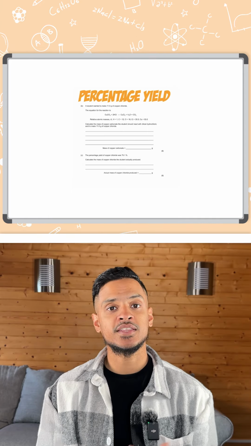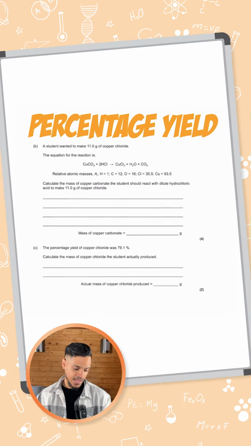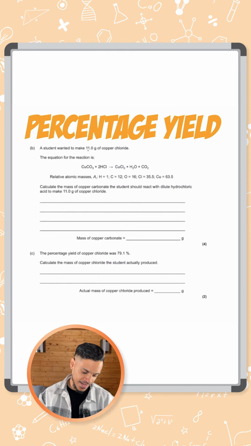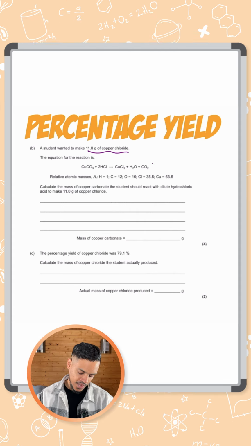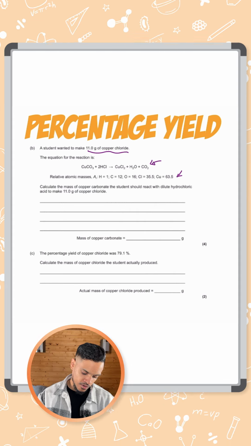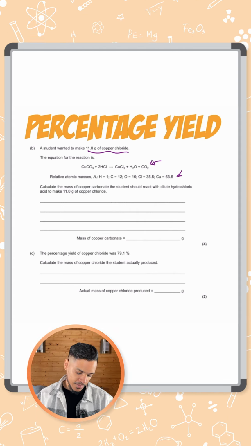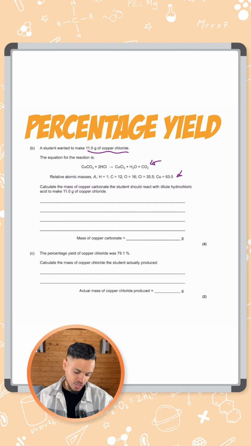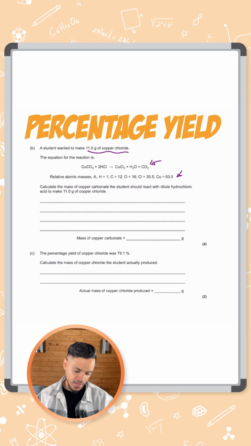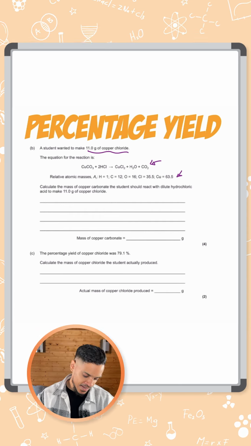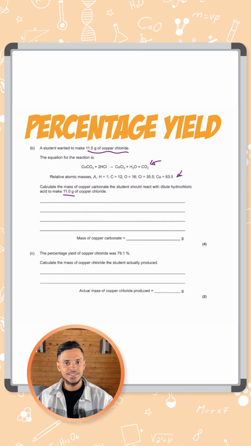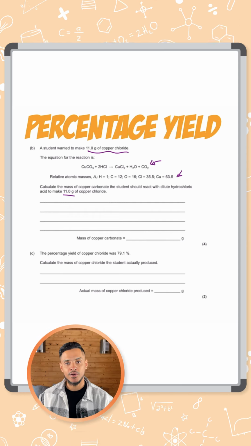Percentage yield question here. This is just for triple scientists. It says a student wanted to make 11 grams of copper chloride, and we've got the equation here along with all the MRs. Calculate the mass of the copper carbonate the student should react with the hydrochloric acid to make 11 grams of copper chloride. This is essentially a mole calculation.